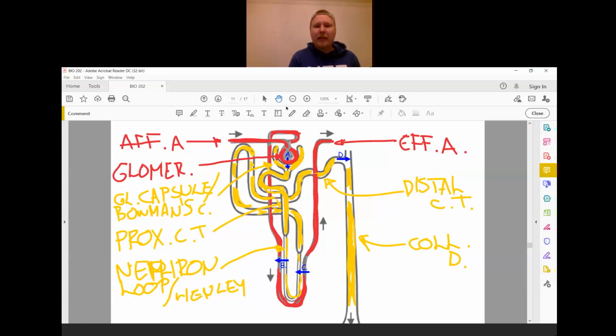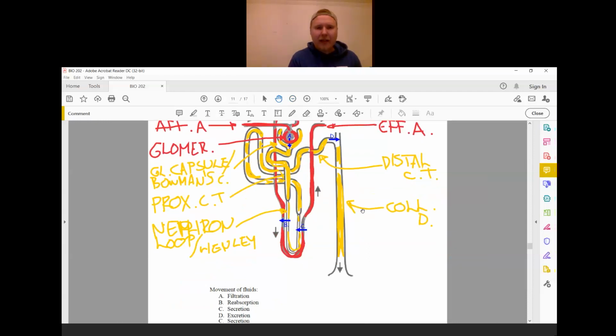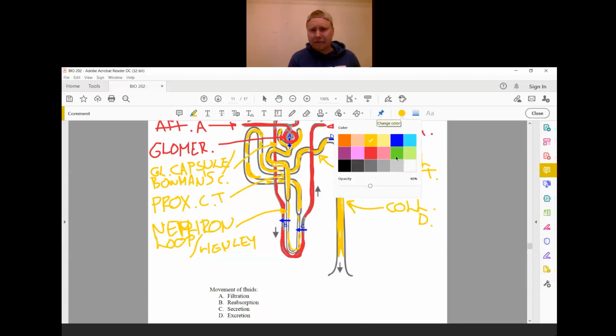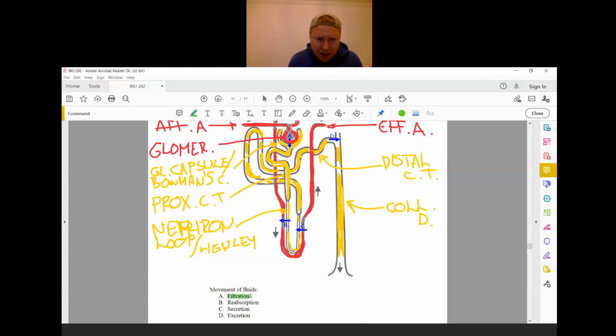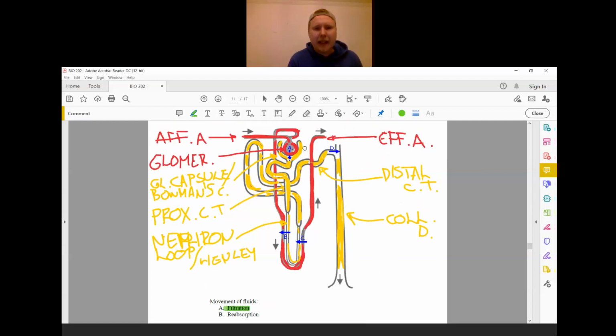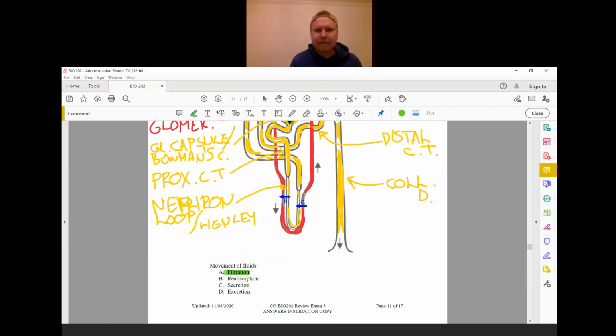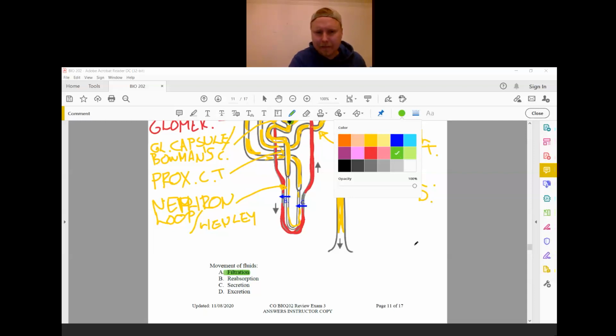And I'm going to add one more thing to this diagram. We're going to have a look at and consider the movements of the fluids. Let's start with the process of filtration. Filtration is when we are taking the contents of the blood from the glomerulus and passing it to the glomerular capsule, or Bowman's capsule, the first part of the nephron. Let's add that here.